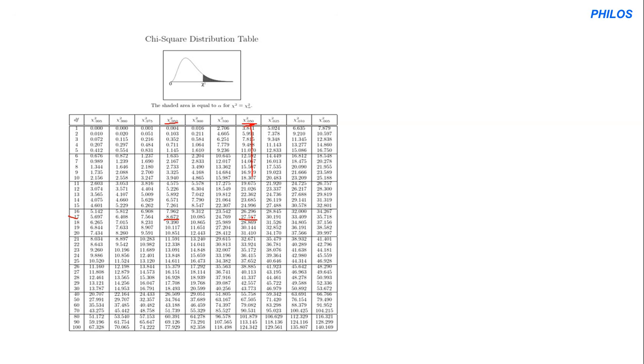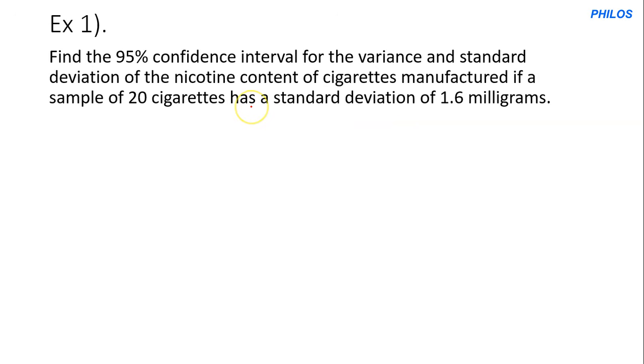So let's proceed to how to estimate confidence interval for variance and standard deviation. Example 1 says, find the 95% confidence interval for the variance and standard deviation of the nicotine content of cigarettes manufactured if a sample of 20 cigarettes has a standard deviation of 1.6 milligrams.